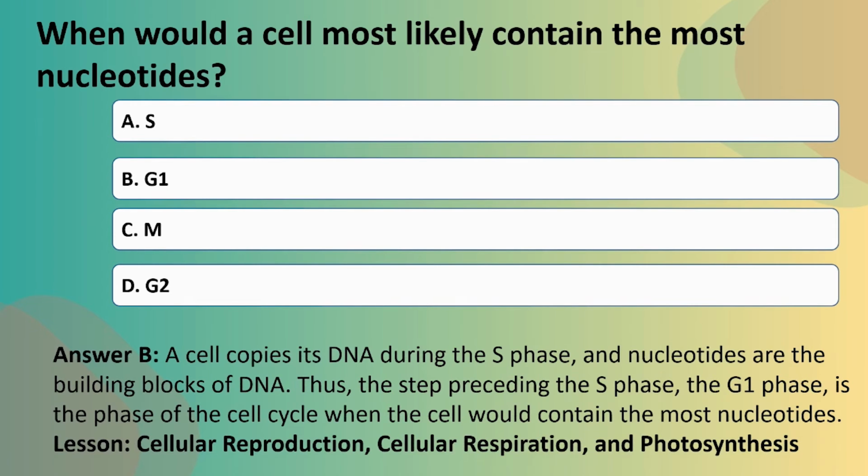Answer B. A cell copies its DNA during the S phase, and nucleotides are the building blocks of DNA. So the step preceding the S phase, which we know was the G1 phase, is the phase of the cell cycle when it would contain the most nucleotides.